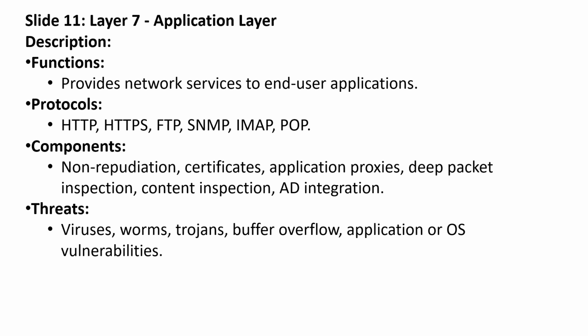Layer 7, the application layer. The function of the application layer is to provide network services to end user applications. Protocols of the application layer include HTTP, HTTPS, FTP, SNMP, IMAP, and POP. Components: non-repudiation, certificates, application proxies, deep packet inspection, content inspection, AD integration, etc. Threats to layer 7 are viruses, worms, trojans, buffer overflow, application or OS vulnerabilities.